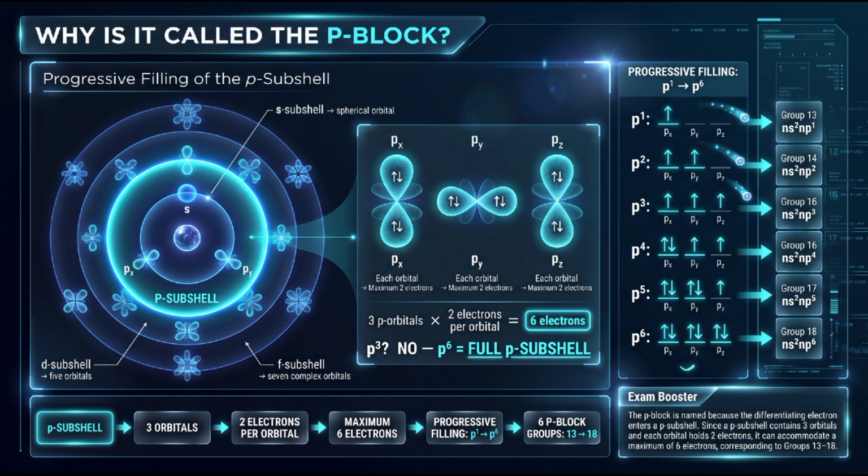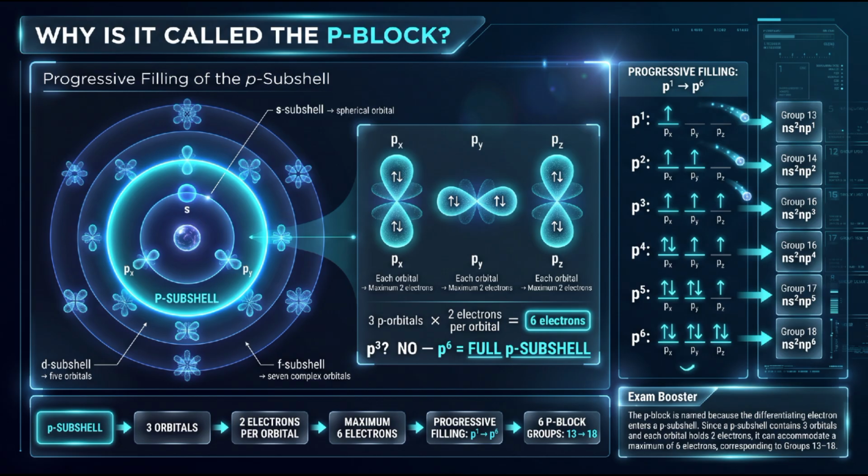Once the p-subshell reaches 6 electrons, it is completely filled, and the next period begins with a new principal energy level. For example, consider the second period. Boron has the outer configuration 2s², 2p¹. Carbon has 2s², 2p². Nitrogen has 2s², 2p³. Oxygen has 2s², 2p⁴. Fluorine has 2s², 2p⁵. Neon has 2s², 2p⁶. This sequence clearly demonstrates the progressive filling of the p-subshell across the period.